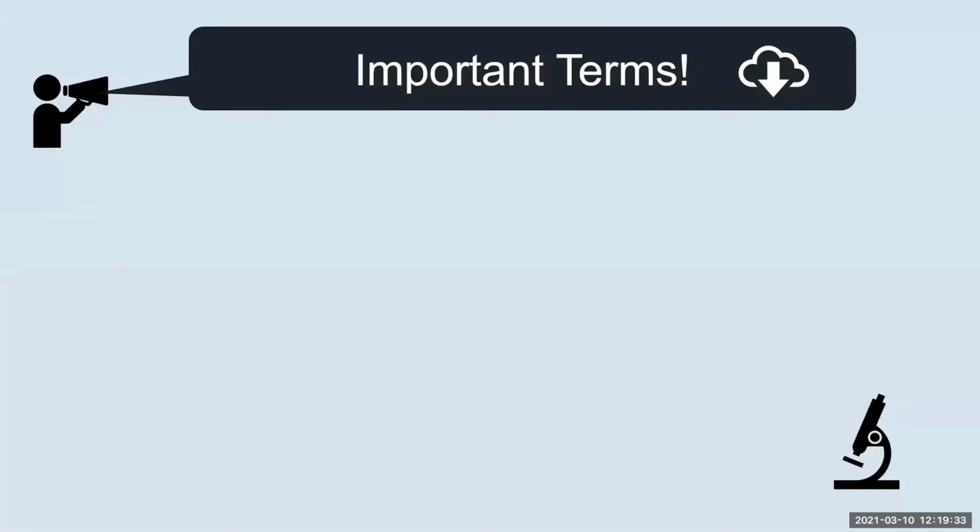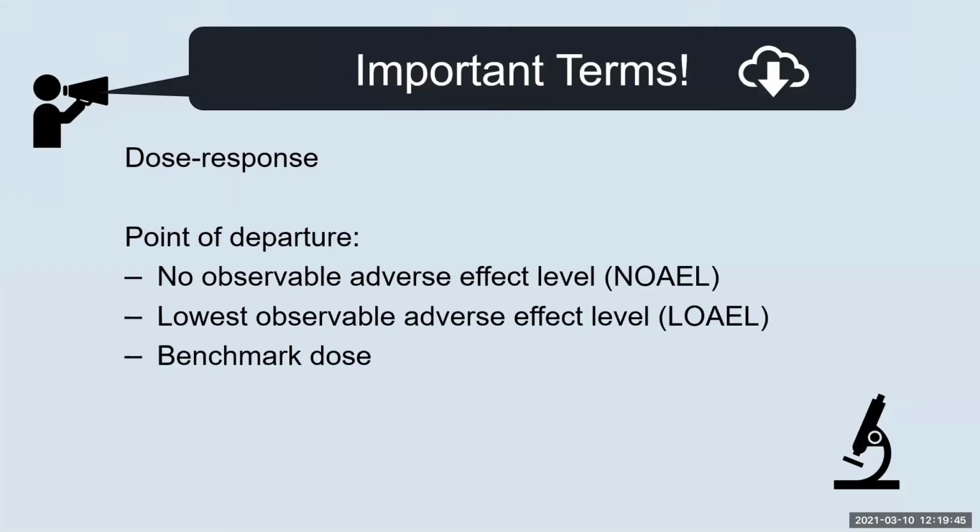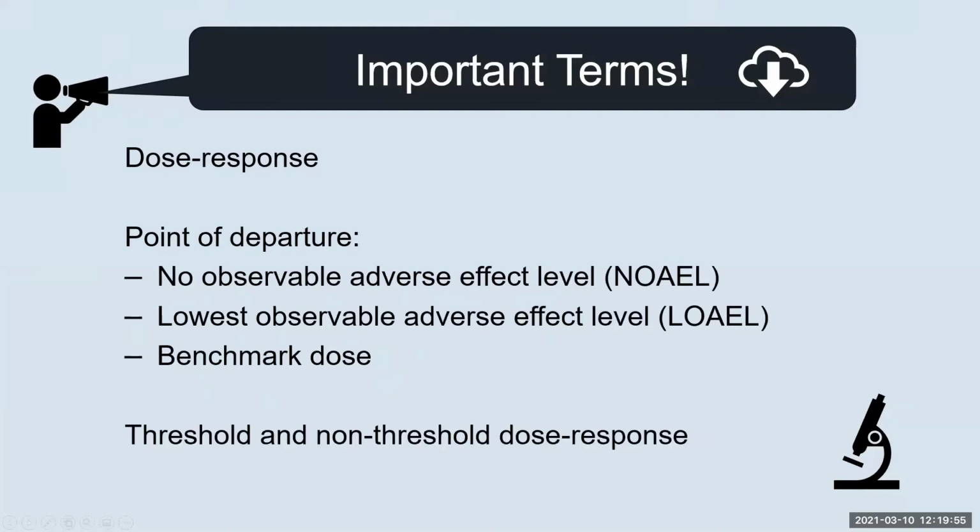Some more important terms: dose response and a dose response relationship. I will discuss these terms and concepts in the following slide in a bit more detail. More Tox 101: a point of departure, your NOAELs, your LOAELs, that's the no observable adverse effect levels. There's also benchmark dose, and also the concepts in and around a threshold and a non-threshold dose response, or a carcinogenic and non-carcinogenic. Threshold is non-carcinogenic and non-threshold is carcinogenic, which can get a little bit confusing sometimes.